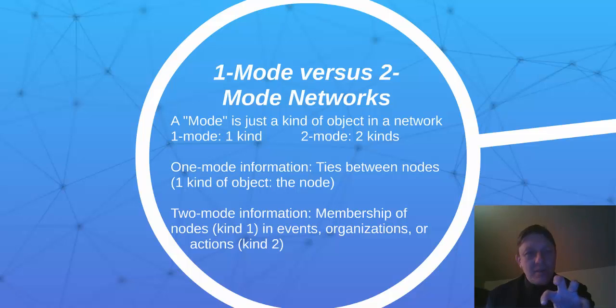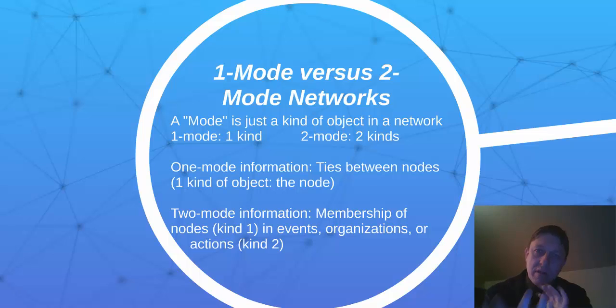Now we have nodes, and the things nodes belong to, the things they're affiliated with, the memberships that those nodes have in events, participating in events, in organizations, being members of organizations, or actions, taking part in an action. Those events, organizations, actions, groups, you might call them, going to a play, having seen a movie, having voted in an election, are all affiliations that nodes can have to larger objects than them.